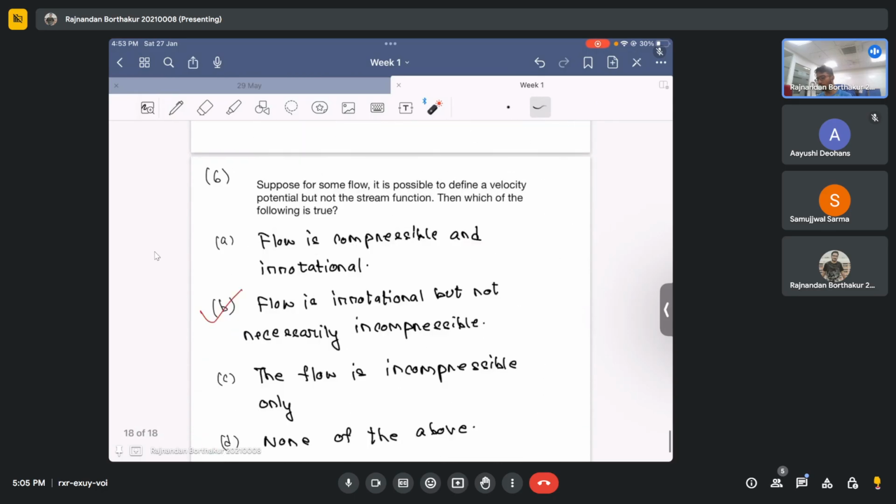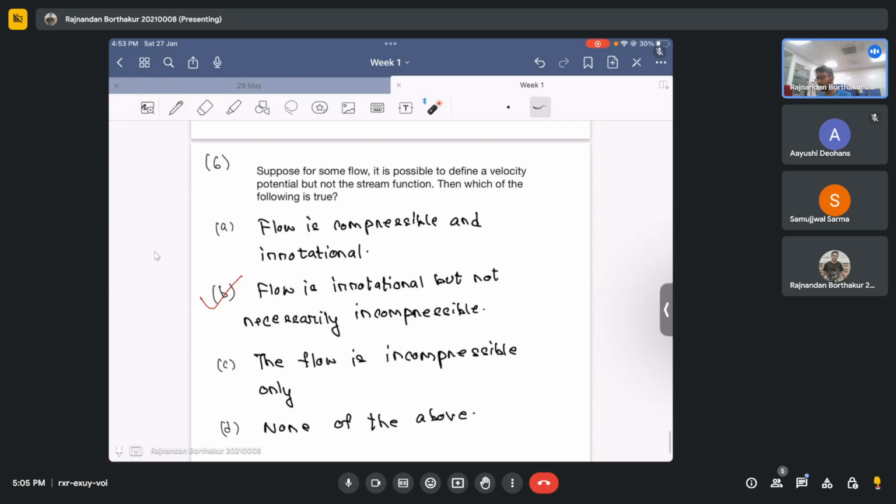And then we saw by a simple problem that if we cannot define a stream function, the flow is not necessarily incompressible. But if there is a velocity potential, this means that curl of v is 0. This indirectly means that if you are defining a velocity potential phi, the curl of v is 0, as you have rightly pointed out.